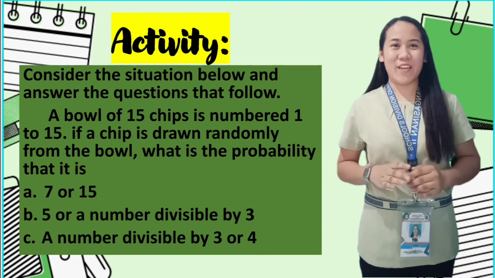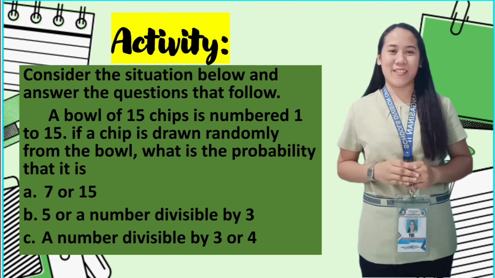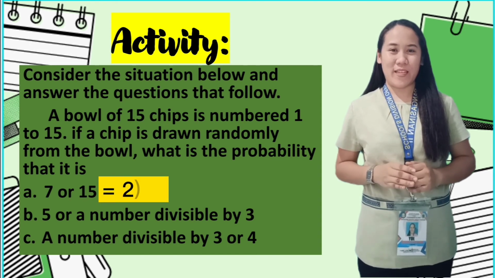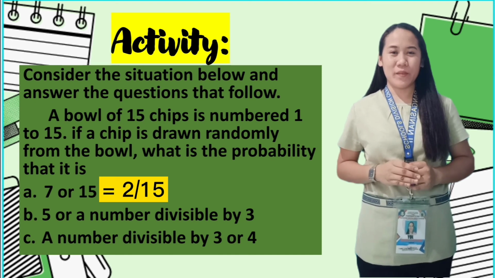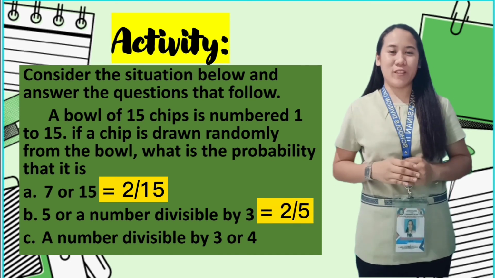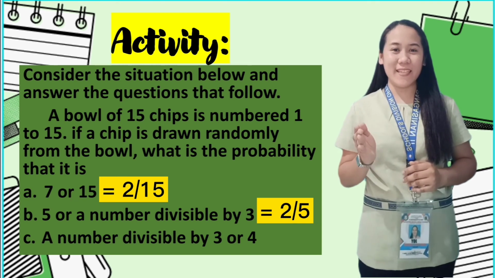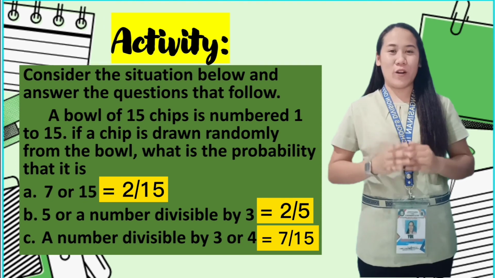So let's check if your answers are correct. For number 1, what is your answer? That is 2 over 15. Very good. How about in number 2? That is 2/5. Very good. How about in last number 3? What is your answer? That is 7 over 15. Very good. You are all correct.